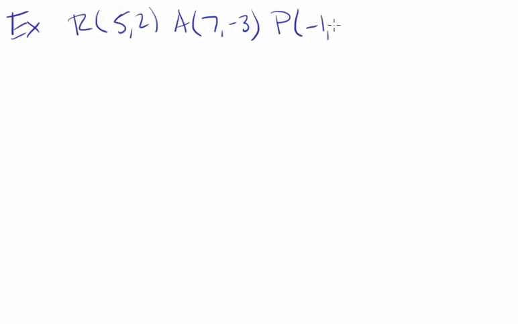For our example, we're going to have 4 points. First is R, at 5, 2. A will be at 7, negative 3. P will be at negative 1, negative 3. Then T will be at 1, comma 2. So those are our 4 points, R, A, P, and T. Probably a good idea to graph this, so let's get a graph going.